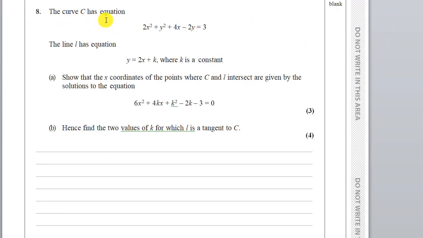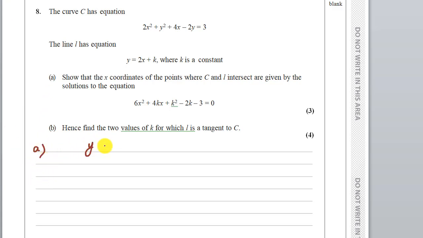The curve C has equation 2x squared plus y squared plus 4x minus 2y equal to 3. The line L has equation y equal to 2x plus k, where k is a constant. Show that the x coordinates of the points where C and L intersect are given by the solution of the equation, this one. So let us start to solve this part. This is part A.